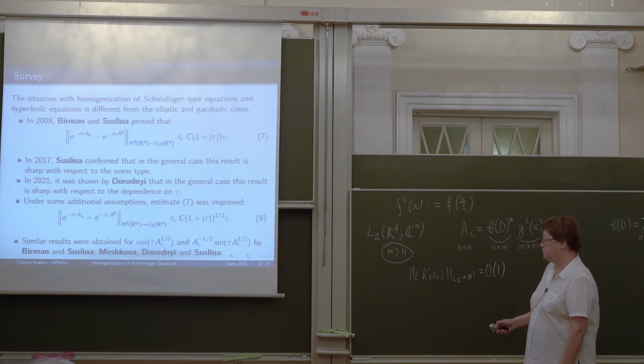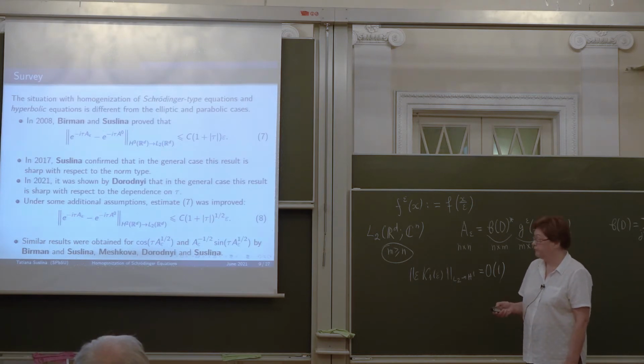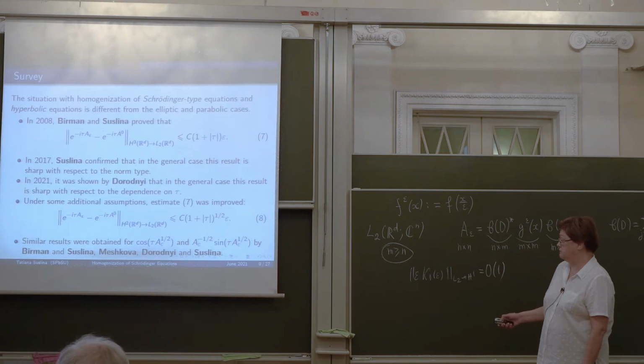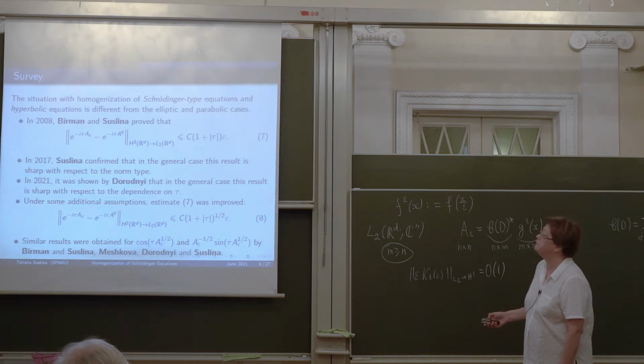In operator terms, we studied this operator, cosine of the square root of A epsilon multiplied by tau, and the corresponding sine multiplied by A epsilon to the minus 1/2. These operators were studied also in our last joint paper with Mikhail Solomonovich. This operator was studied by Yulia Mishkova, and finally both were studied in our recent joint paper with Mark Dorodny. Now I will not speak about hyperbolic results in detail, just mention them.